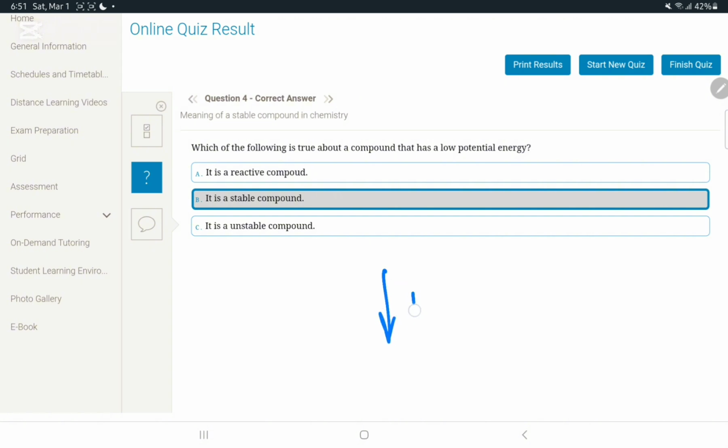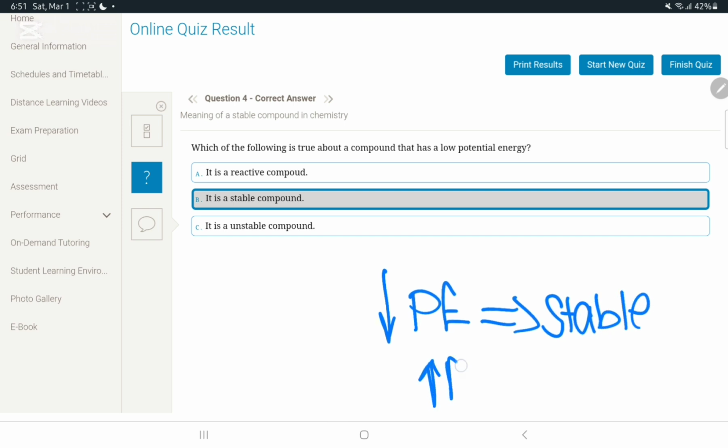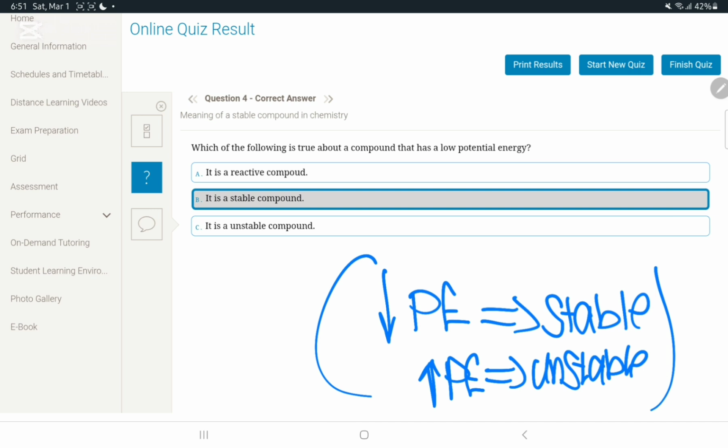Low potential energy, just memorize this. Low potential energy means it's stable. High potential energy means it is unstable. It's actually common sense: low potential energy means it will be more stable, a bit more calm.